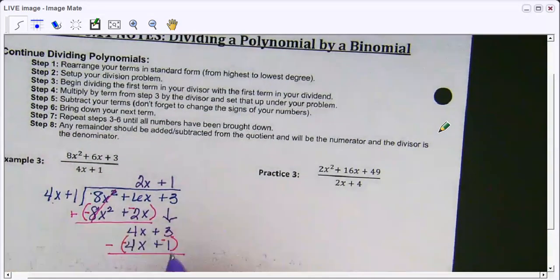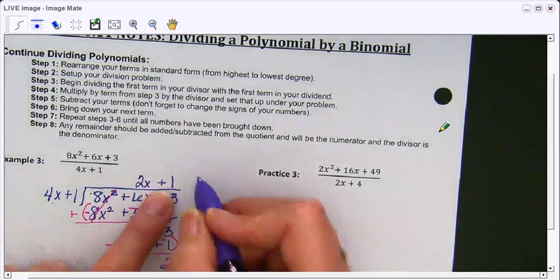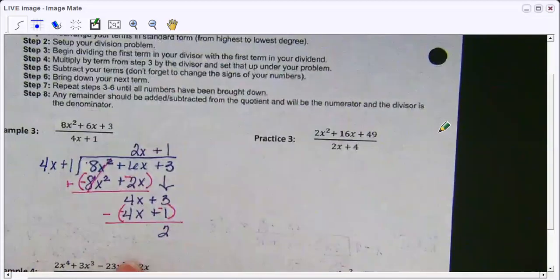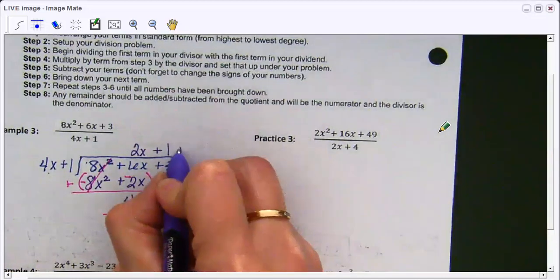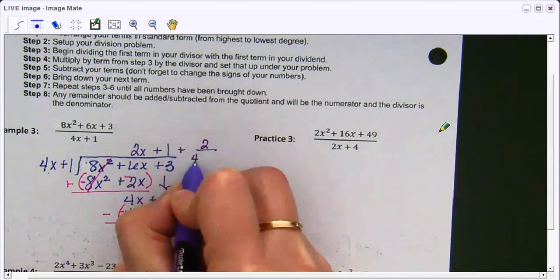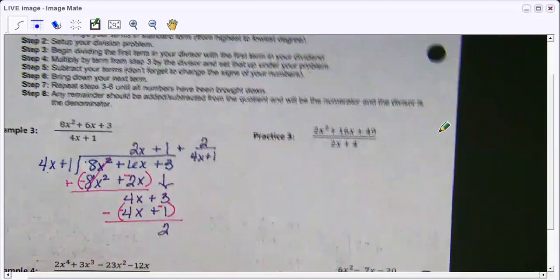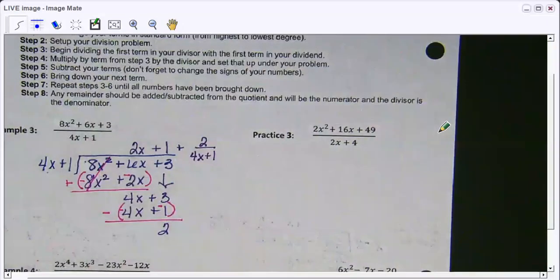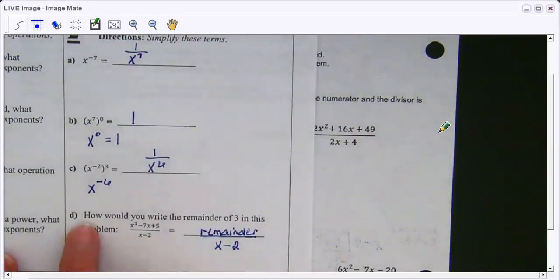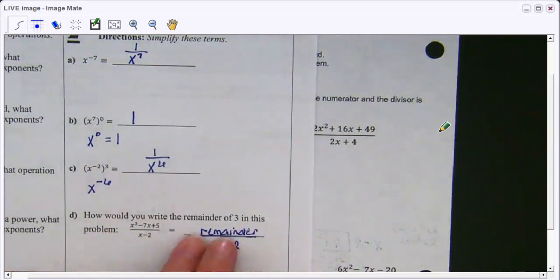Okay, and you end up with a remainder of 2. So your answer is 2x plus 1 plus 2 over 4x plus 1. Okay. I want to show you something really quick on the warm-up. If you look at our warm-up letter D here, I asked the question, how would you write the remainder of 3 in this problem? So notice that whatever your remainder is goes on top of your divisor, which is x minus 2.